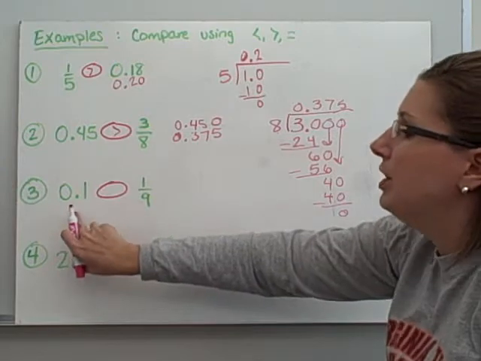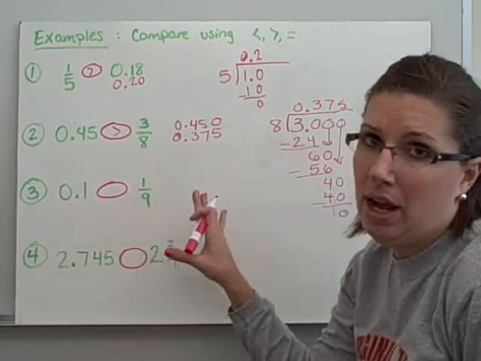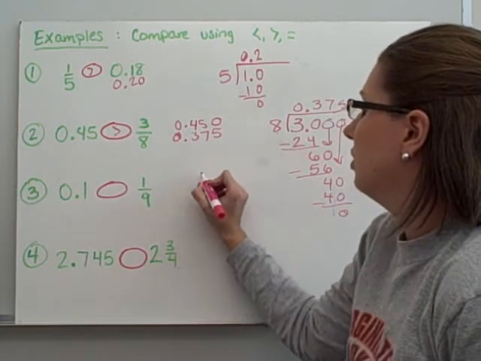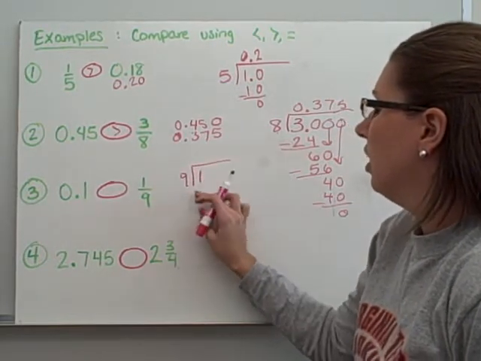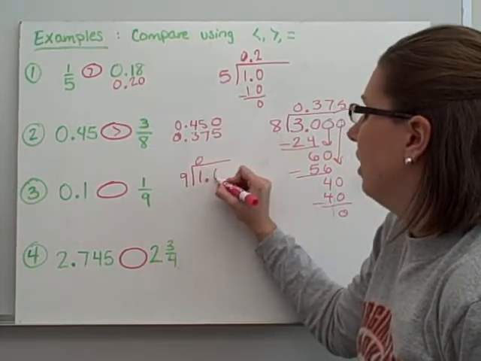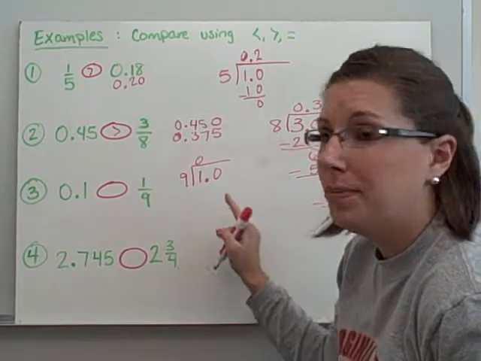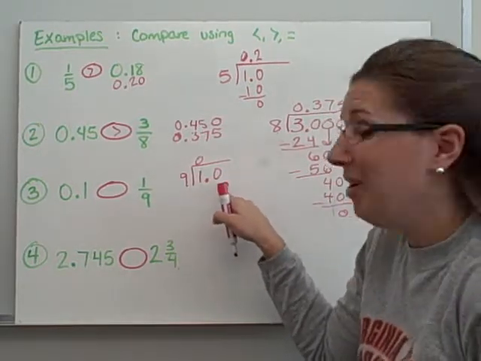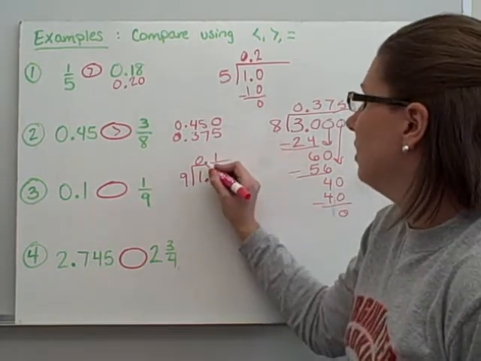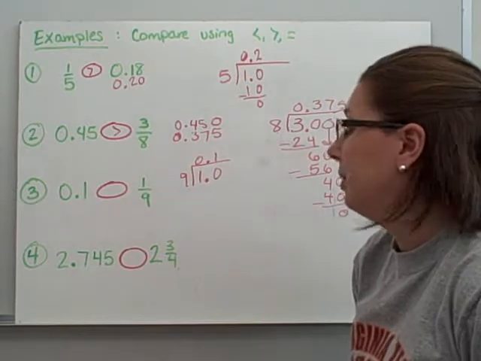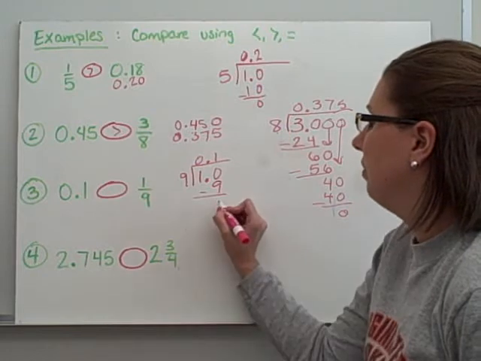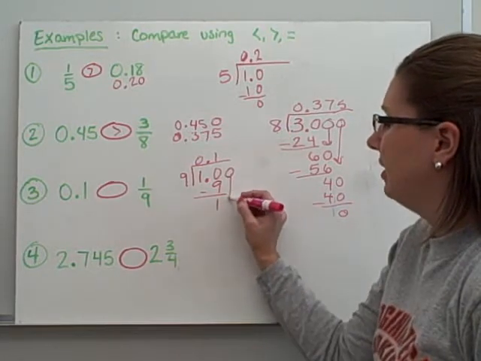I've got, which is bigger, 1/10 or 1/9? Well, I can use long division to see if 9 can go into 1, and it cannot. So I have to add a 0 above the 1, add a decimal, add a 0. How many times can 9 go into 10? It goes in once. Oops, I forgot to bring my decimal up. That's very important. So 9 goes into 10 one time. I'm left with 1. Add a 0, bring it down.